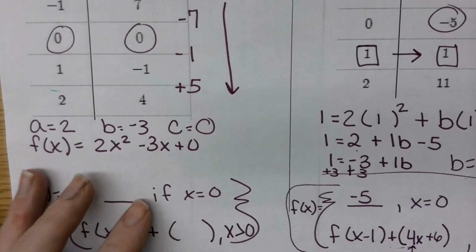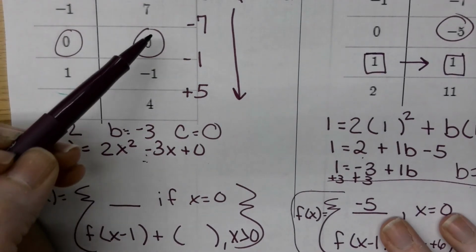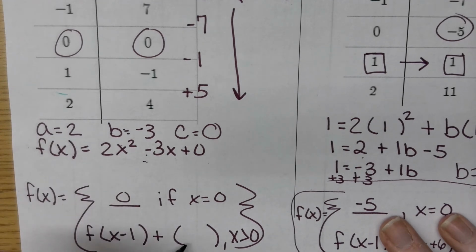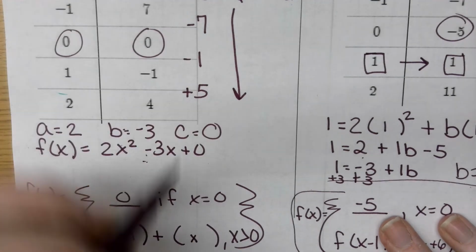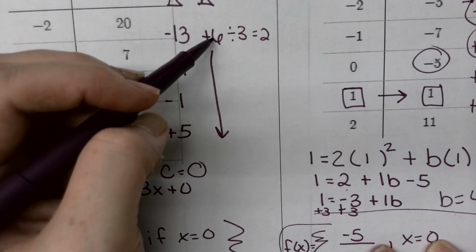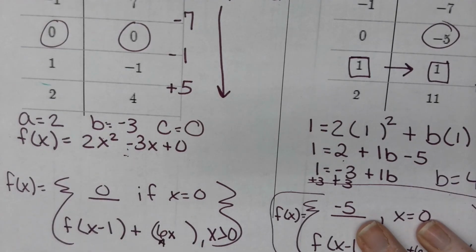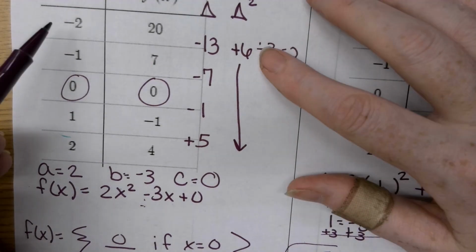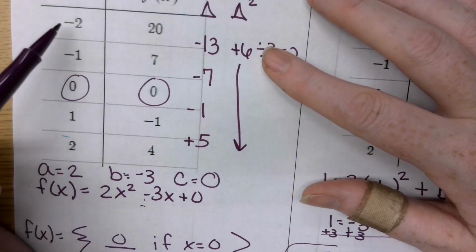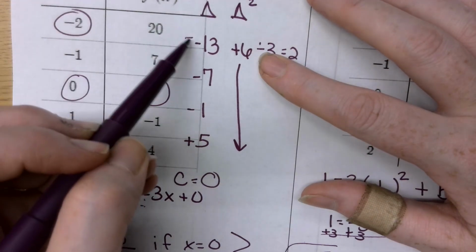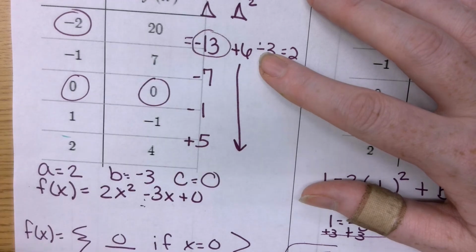Well, what is my y value when x is 0? Well, in this case, it's 0. Okay, now I need to figure out this. So I know I'm going to have an x here. Okay, this number right here is just going to be my second difference. So I'm going to put that 6 there. Now I need to figure out how to get my 6 times my x value to equal, in this case, -13.